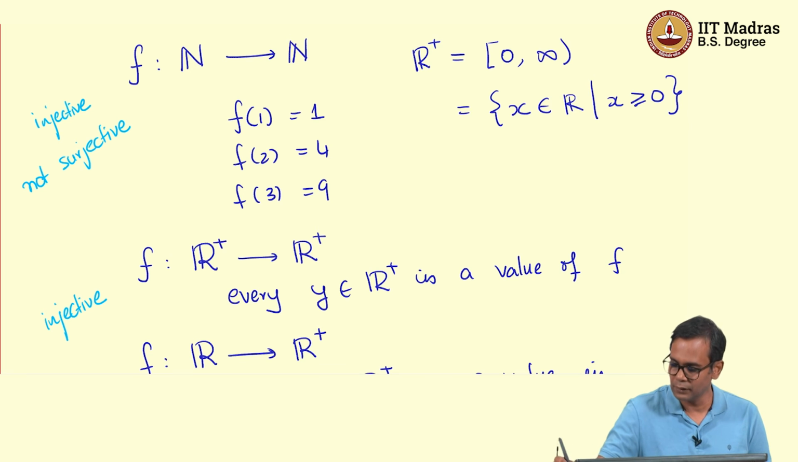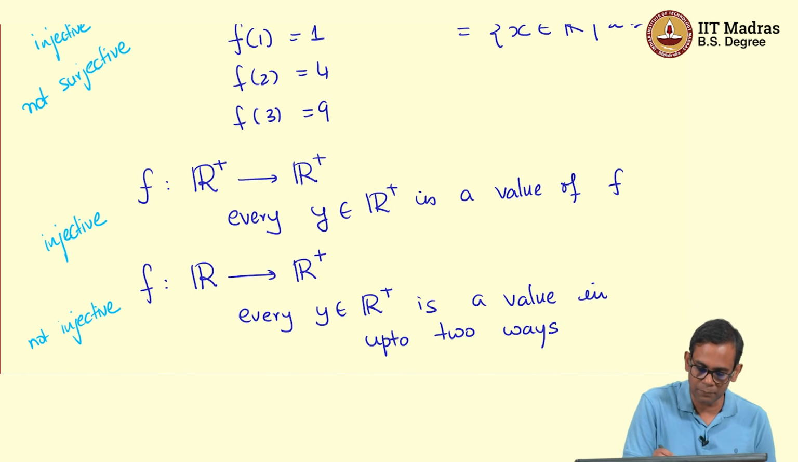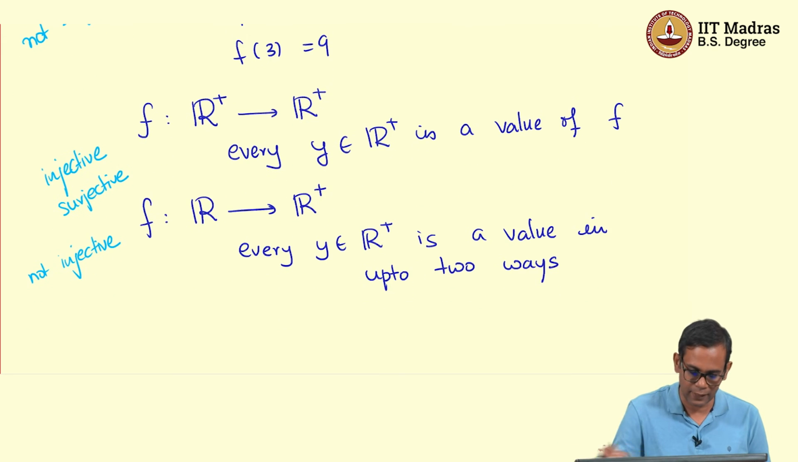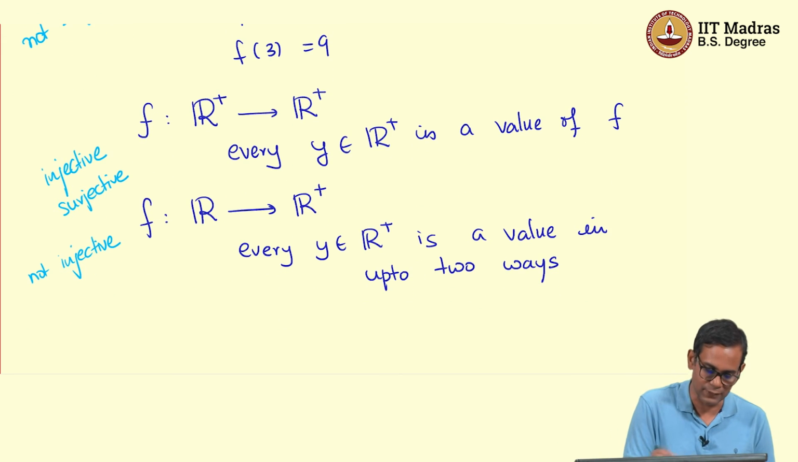What about f from R plus to R plus? Every positive real number has a square root. I have already pointed this out. So, this is surjective, and if I look at it as a function from R to R plus, well, it is still surjective.